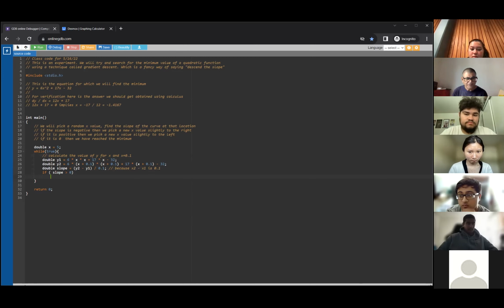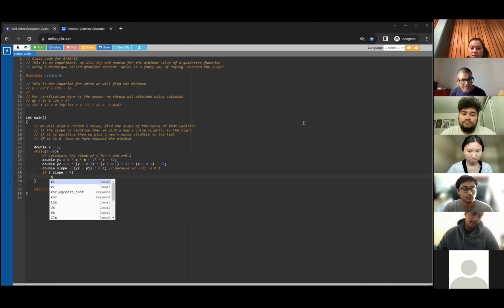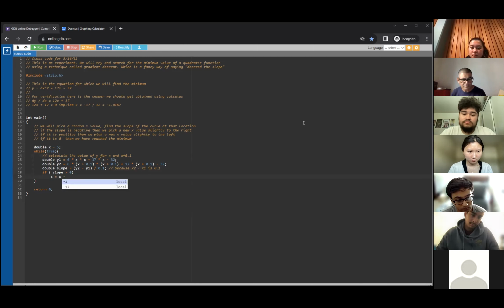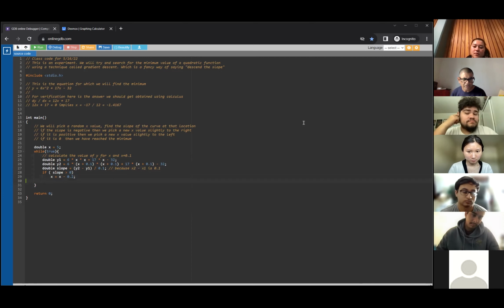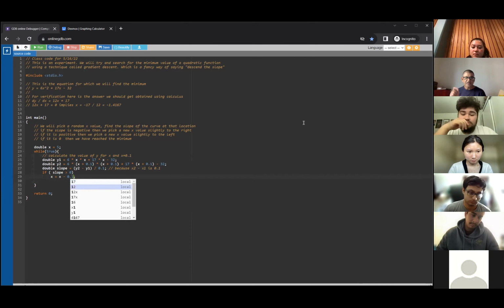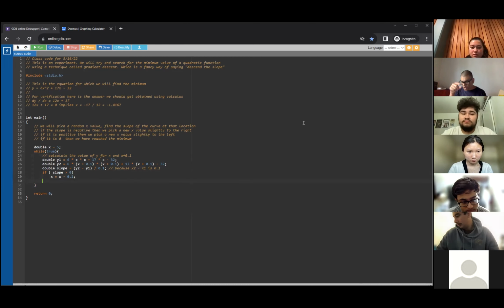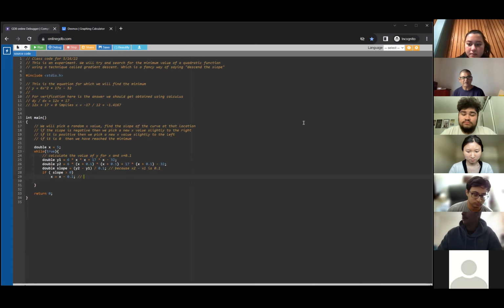So all we're going to do now is say if slope is greater than 0, let's say x equals x minus 0.2, right? This is a step of 0.2. Let's say 0.1, x minus 0.1, and put a comment on that line, on the same line. Actually, let's say 0.01, just make it fine, right?